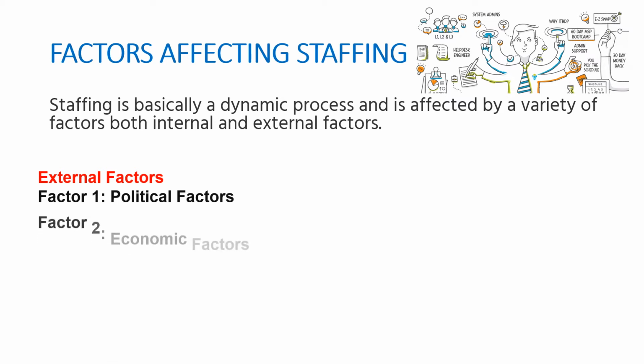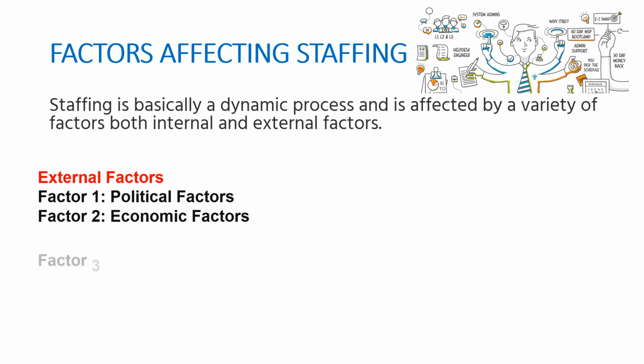Factor number two is economic factors. A number of economic factors affect staffing of an organization by influencing the number, national income, per capita income, distribution of income, and wealth. The factor number three we are going to discuss is social factors. Social environment consists of social roles, social values, caste structure, occupational structure, forward and backward sections, religions, culture, etc. These factors also affect the staffing.